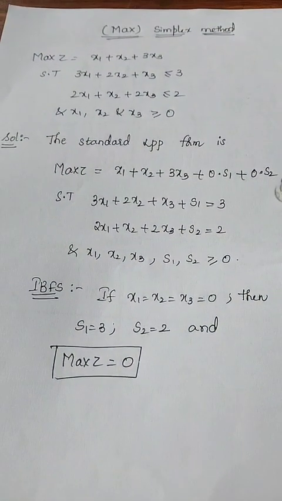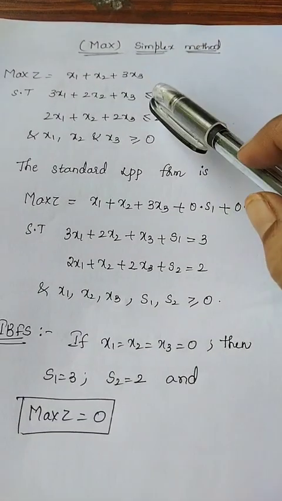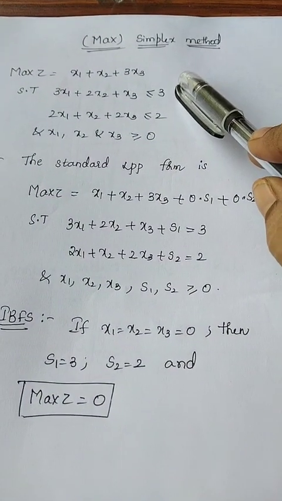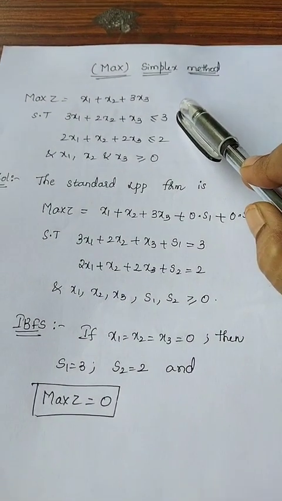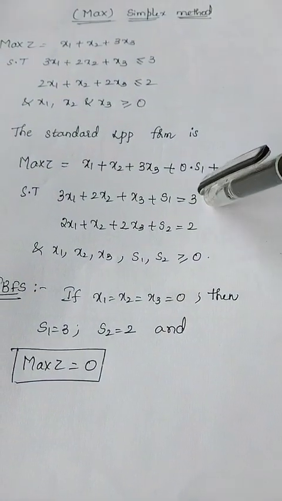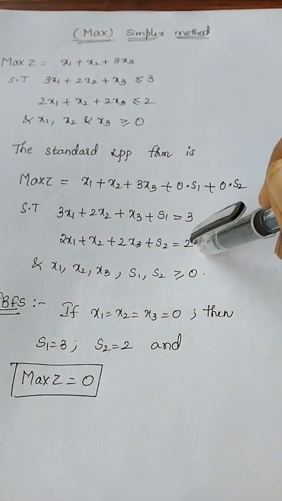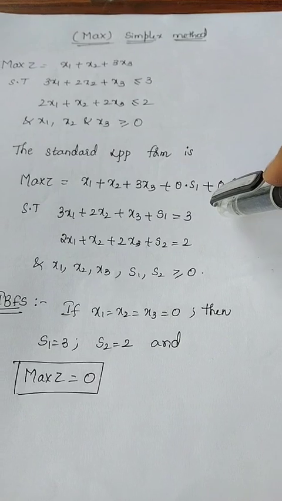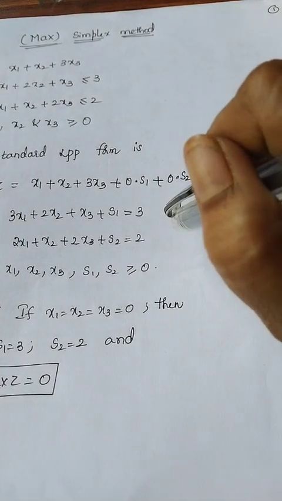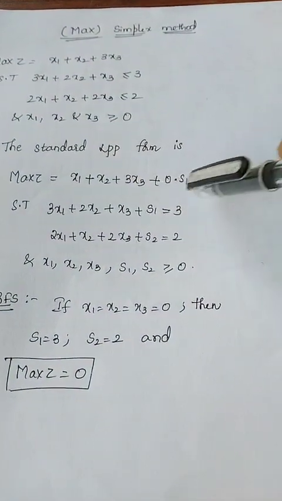They have given the linear programming problem. Now we are going to write the standard LPP form in your solution. When the constraints are of less than or equal to, we are going to add a slack variable. Then there are two constraints, that means you are going to add two slack variables, that is plus S1 here and plus S2 here, to make it as an equality constraint.